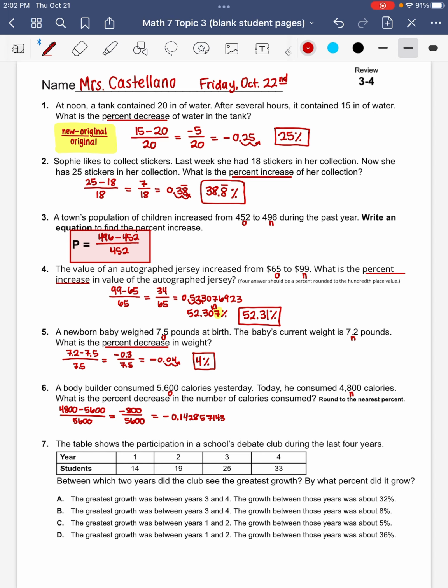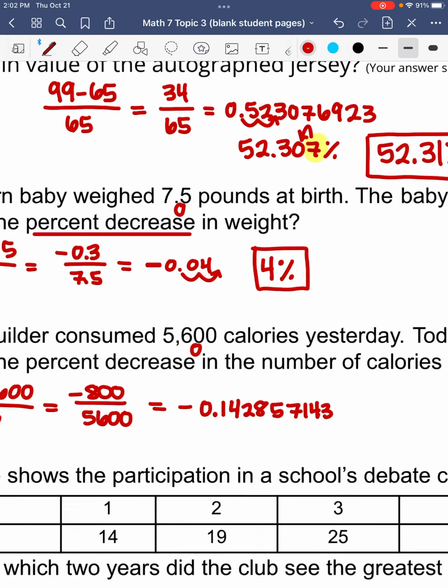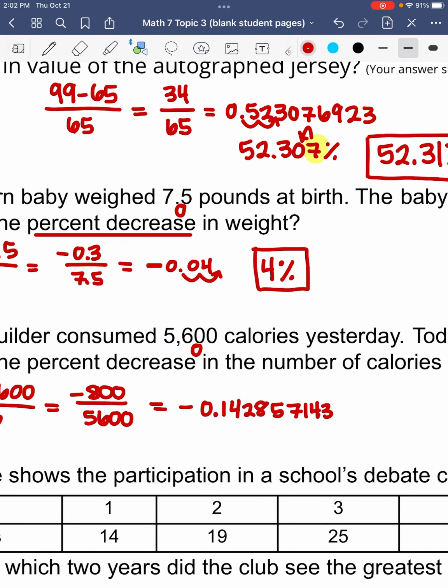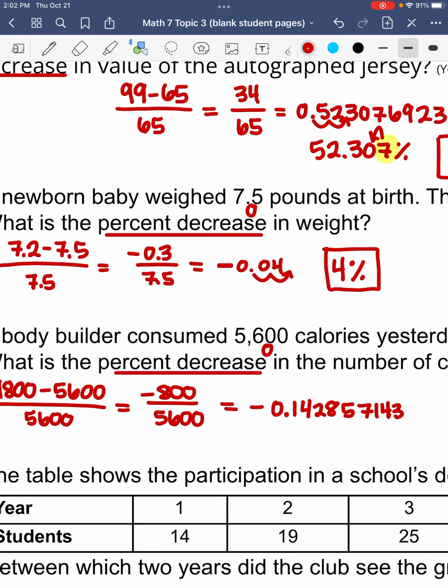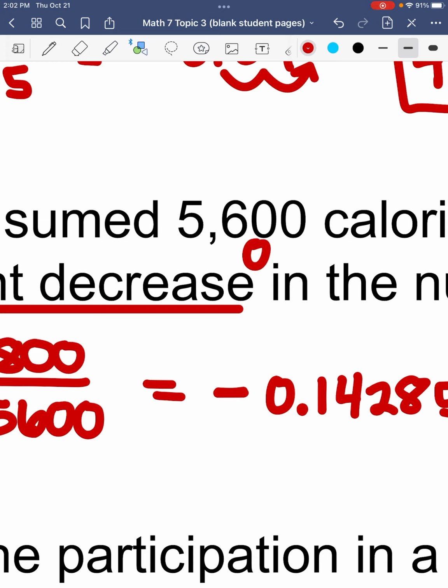So first I want to change this from a decimal to a percent. I already know in my problem that it's a percent decrease, so I don't need to identify that in any way. So I'm actually going to kind of forget about that negative out in front of it. I'm going to record it as a percent and only a percent.